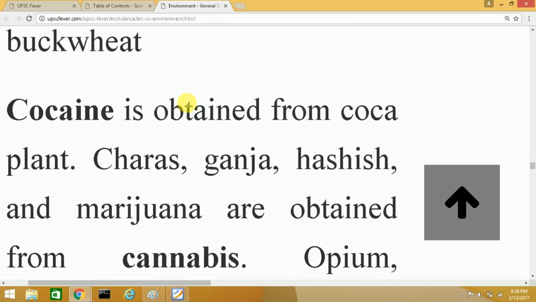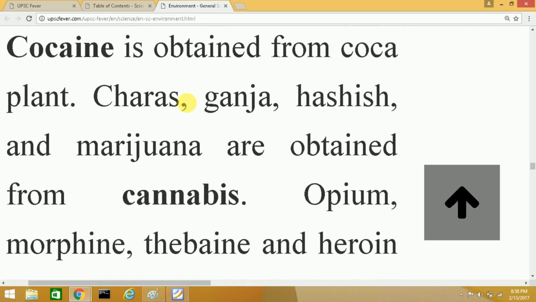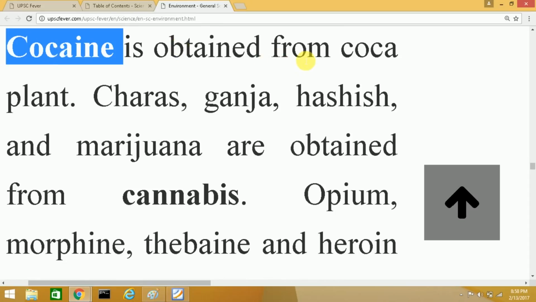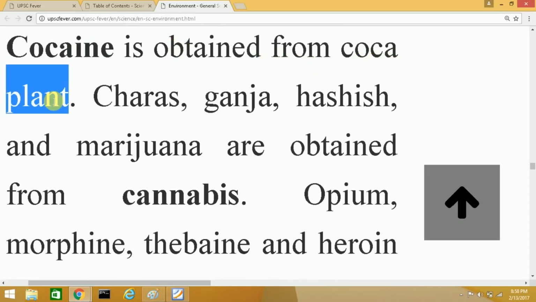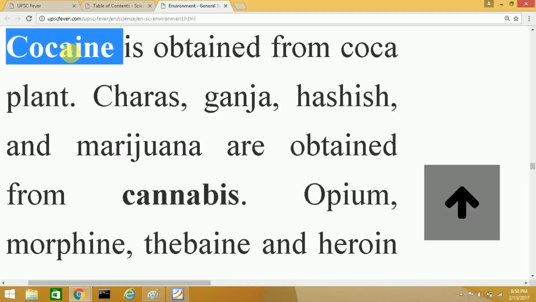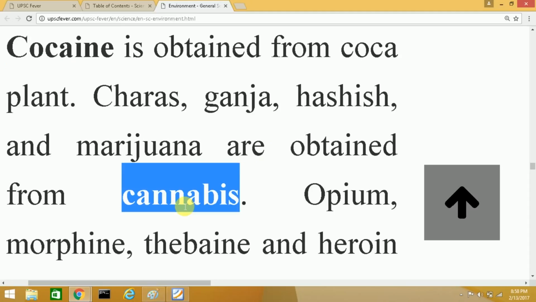A small fact is given about the cocaine plant as well as the opium plant. So cocaine is banned in India. It is obtained from the coca plant, and this is a South American variety of plant. And cocaine is used as a drug. Whereas there is also another plant that is banned, known as cannabis, and through this cannabis we obtain charas, ganja, hashish, and marijuana.